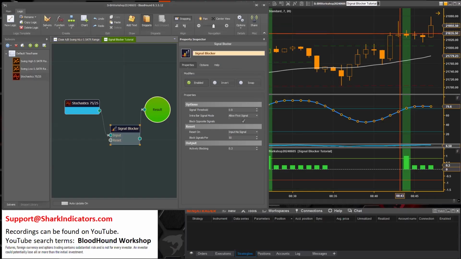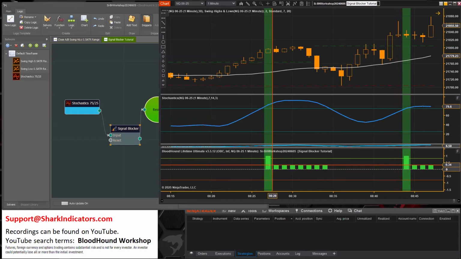The one thing we don't know is how many times did price push up. Did it go all the way up? Did it pull back a few ticks, and then our stochastics goes below 75, so the signal disappears, and then price might have pushed back up again, so another signal could have occurred. But with the signal blocker set to allow the first signal, only that first signal gets through, and then the rest are blocked. And if that occurs, you will see the active blocking here.